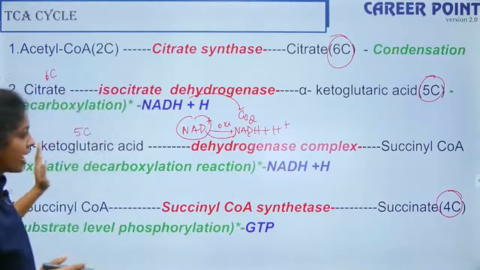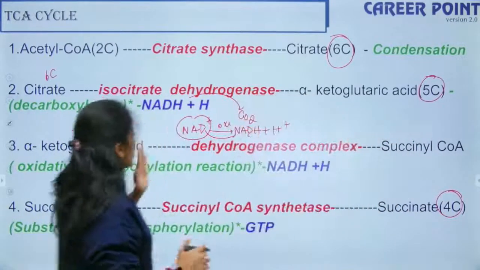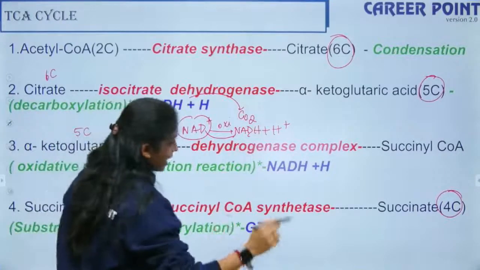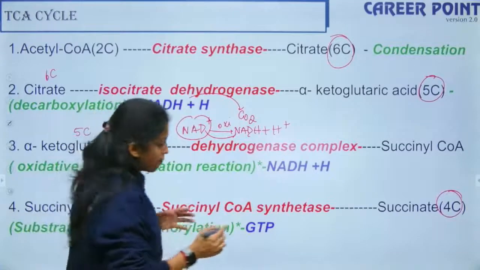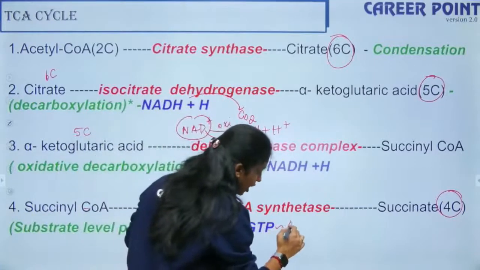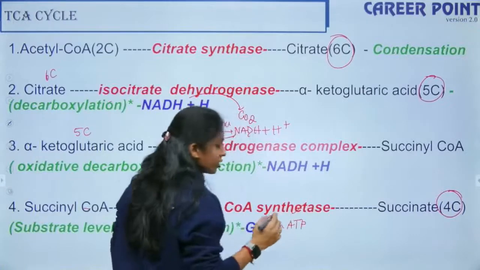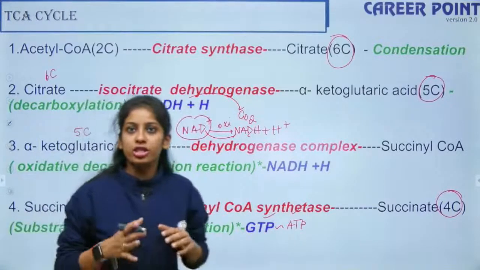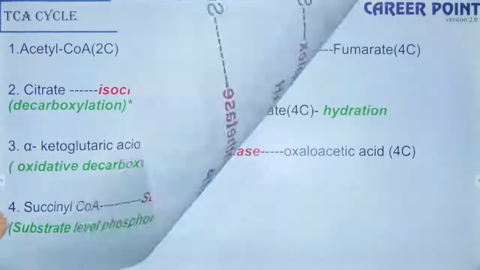Okay, so finally we are here in succinate, which is a 4-carbon compound. So by now we have 2 NADH and 1 GTP. GTP is guanosine triphosphate, which is equivalent to your ATP, that is adenosine triphosphate. Both are nucleotides, so it does not matter if it is GTP or ATP. Fine. So I am moving further.